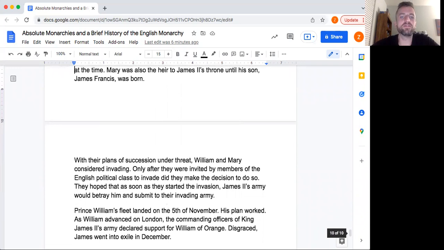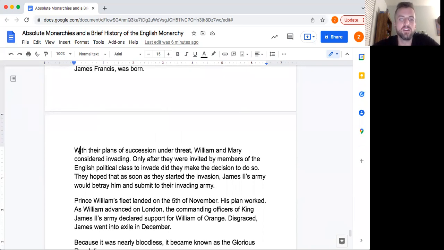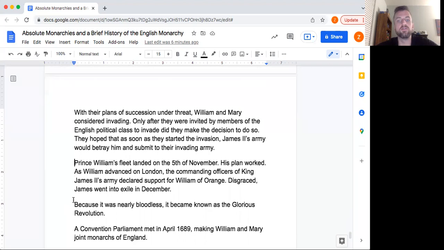With their plans of succession under threat, William and Mary considered invading. Only after they were invited by members of the English political class to invade did they make the decision to do so. They hoped that as soon as they started the invasion, James II's army would betray him and submit to their invading army. Prince William's fleet landed on the 5th of November.